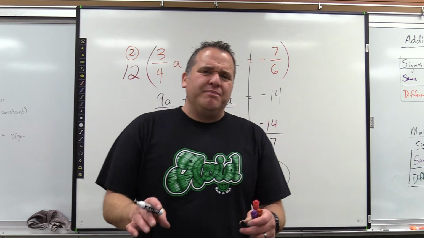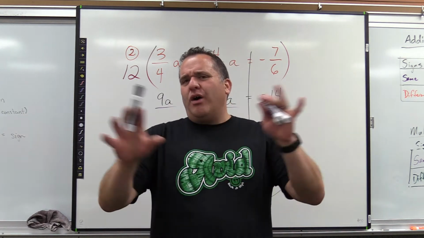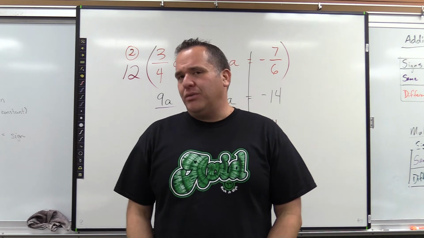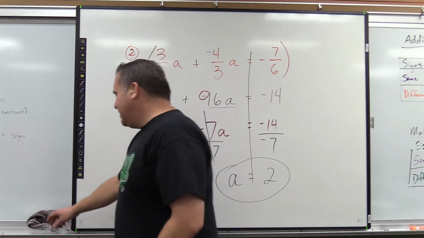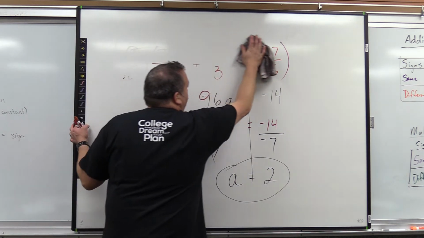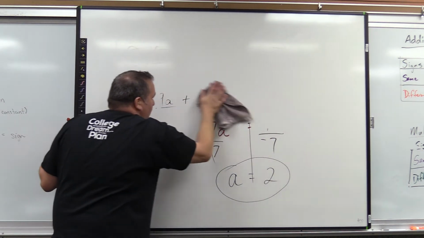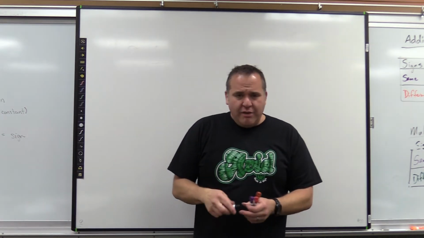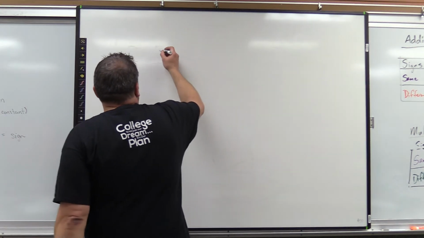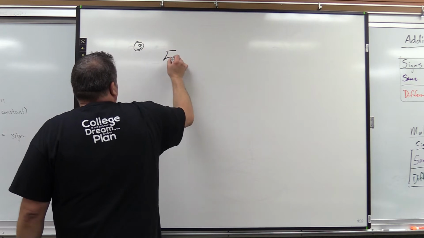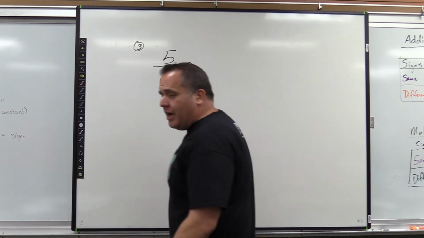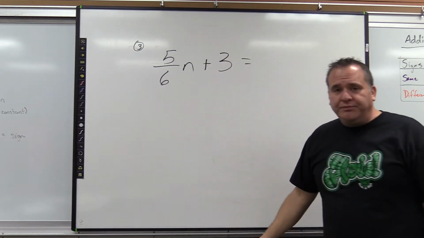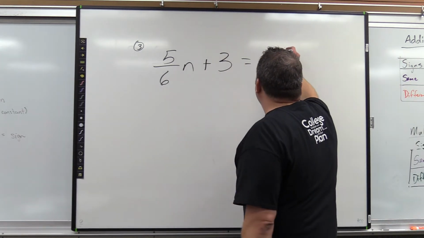But what happens if we got a whole bunch of fractions, but then we also have a whole number that's hanging out too? Okay? What if we got something that looks like number 3? And I got to show you how to do this now. If we look at number 3, everyone take a look. 5 over 6n, right? Then we got, excuse me, plus 3 is all equal to negative 7 over 6.